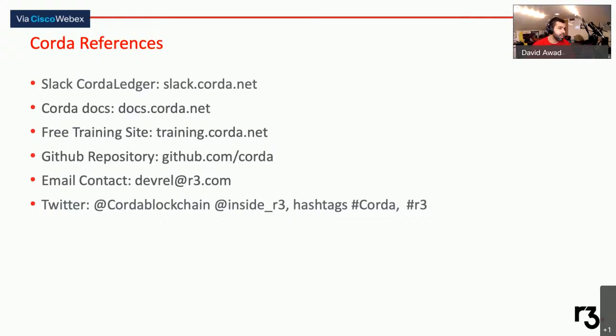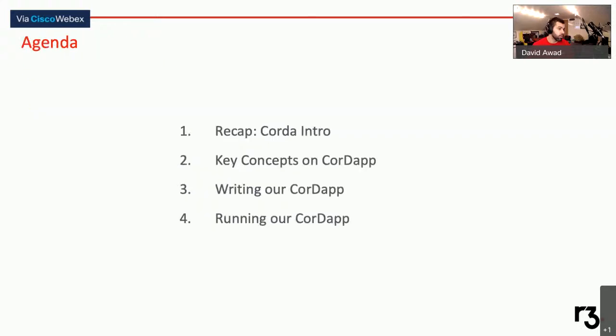So all of that being said, we will start with the agenda. Today, it is going to be a quick recap of the intro to Corda that we did at our last event, if you were there. Then we'll talk a little bit about the key concepts relating to CorDapps. We'll write one together ourselves, and then we'll talk about how to actually run it. It should be a good session, and it should be useful for everyone here, just to build a good understanding of how developers can go to proofs of concept using Corda.